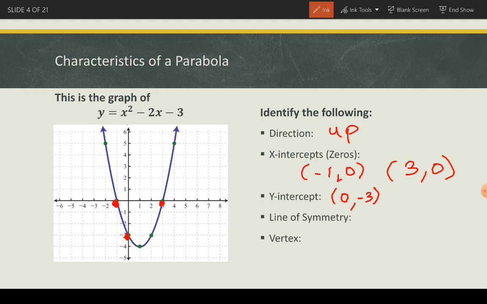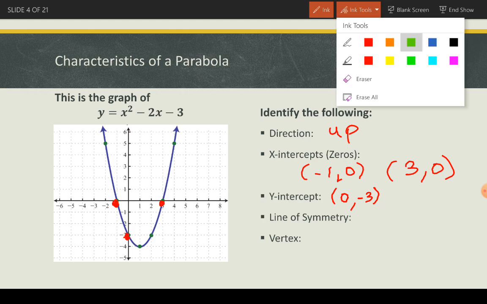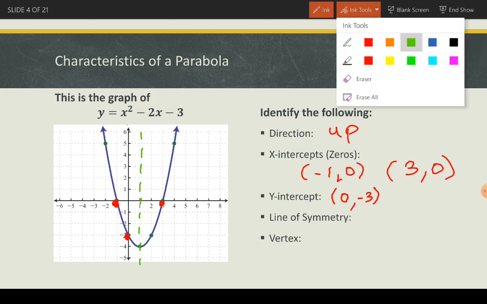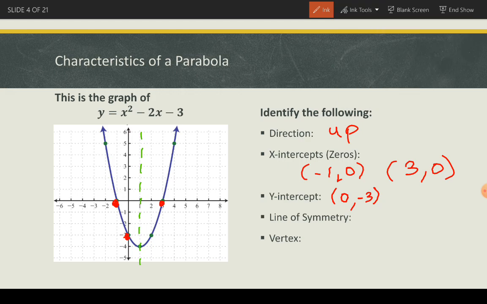Okay, now let's find that line of symmetry. So where does our graph split in half? So if we look here, let's choose a bright color. Let's try green. It looks like our graph will symmetrically split in half just at this line here. Okay, and we need to figure out what that x value is where our parabola is split in half. So let's find that x value. That x value is actually x equals 1. Okay, so our line of symmetry is x equals 1.